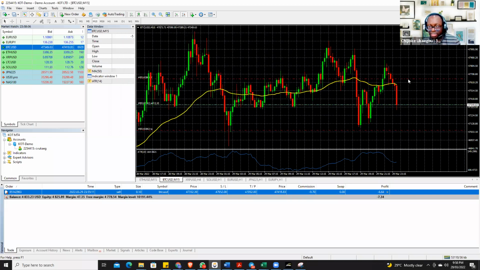Now you notice there is a red line above my entry, and there's a red line below my entry. So this line up here is my stop loss. This line is my take profit. So if price comes all the way down here, I would have made my profits. If price goes all the way back and hits my stop loss, it will take me out of the trade and limit the damage done to my account. Okay, does that make sense?